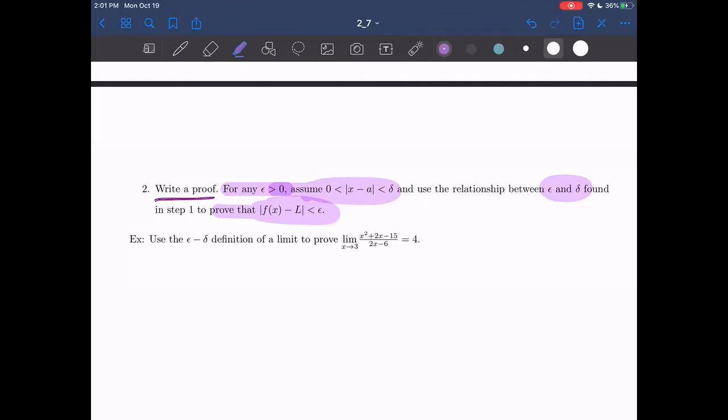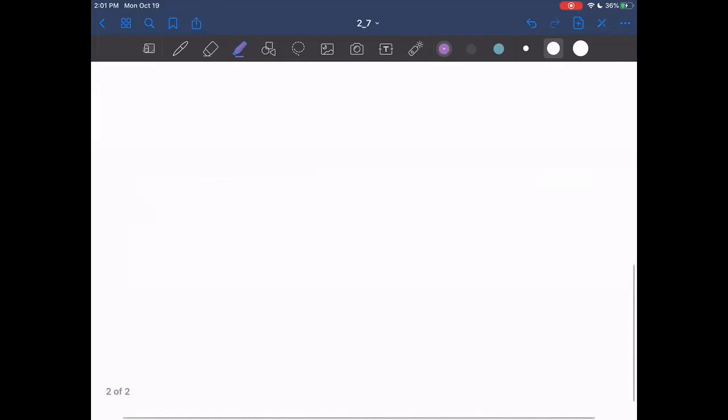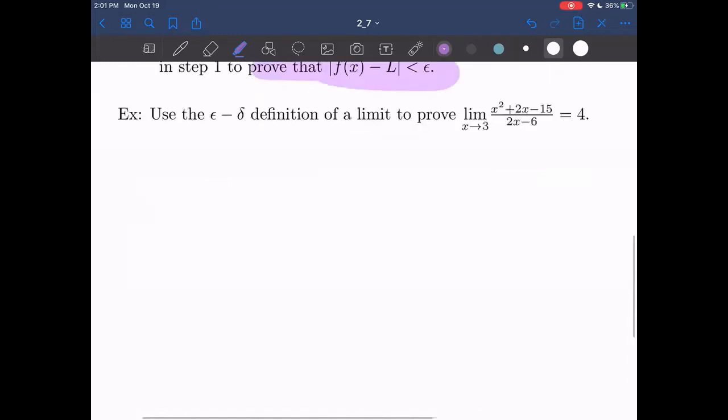All right, we'll do some examples. Or well, one example, and then we'll do some more examples in class. So we're going to use the epsilon delta definition of a limit to prove that the limit as x approaches 3 of that function equals 4.